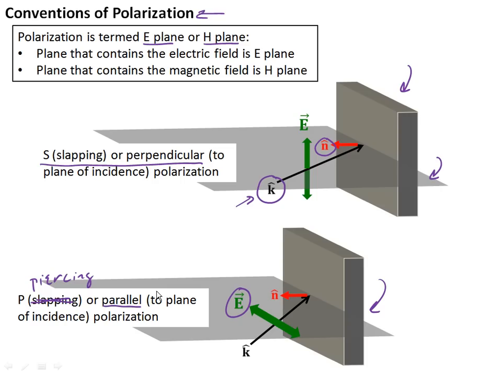So again, E plane, H plane, S or perpendicular, P or parallel polarizations are all terminologies that are used when you're talking about polarization of waves, and we're going to come back to this later on when we talk about how waves reflect off of surfaces.